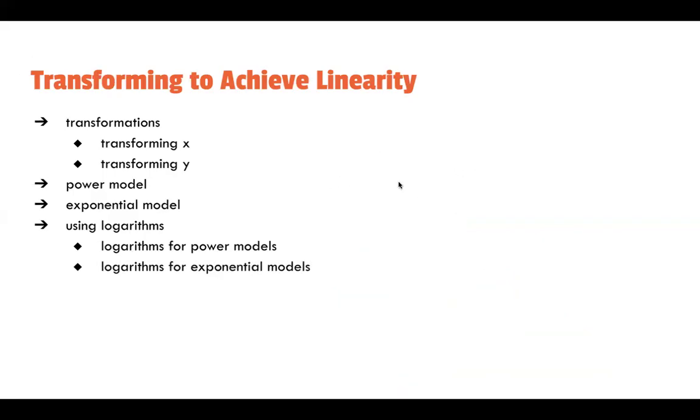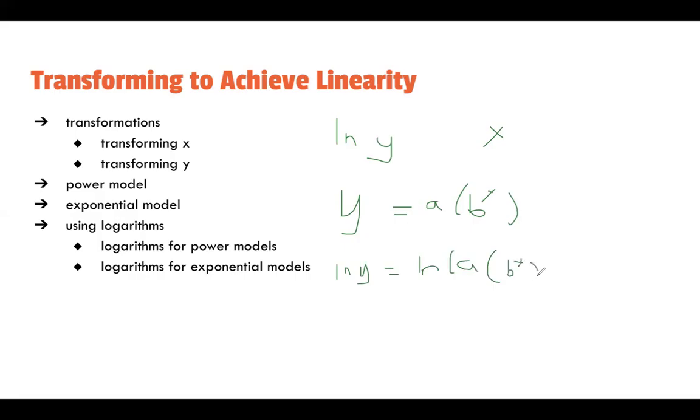For exponential, it's going to be similar. It's going to be ln of y versus just x, not ln of x. The reason why this works, let's have y equal to a times b to the power of x. You take ln of both sides, you get ln y is equal to ln of a times b to the power of x. So now you have ln of y, and the same product rule says this is going to be ln of a plus ln of b to the power of x.